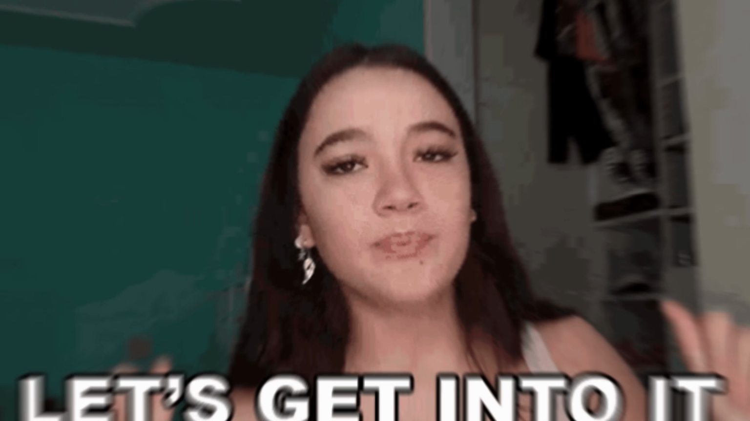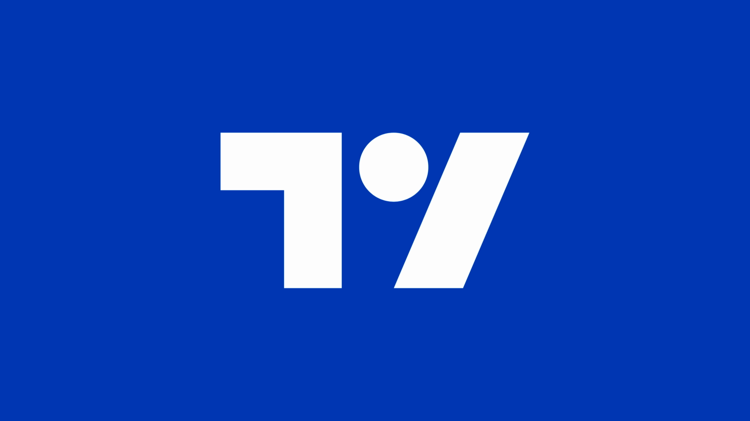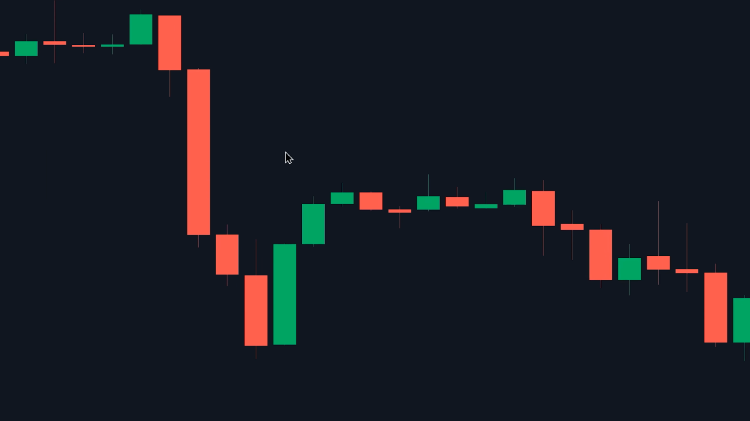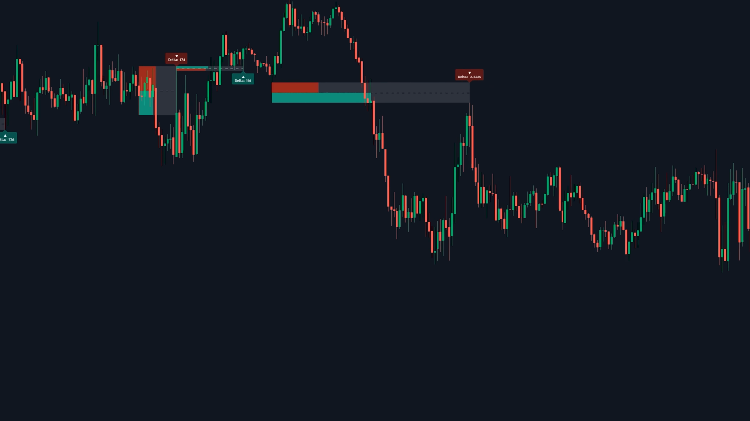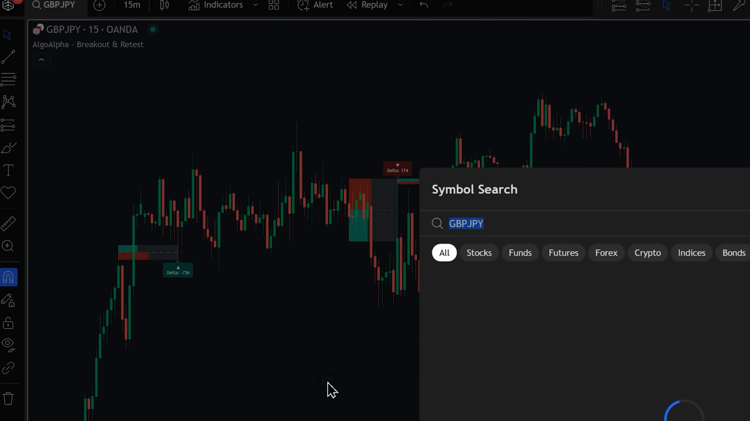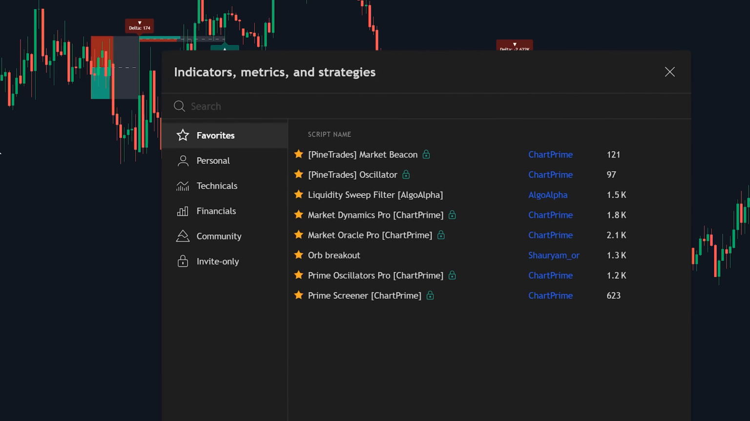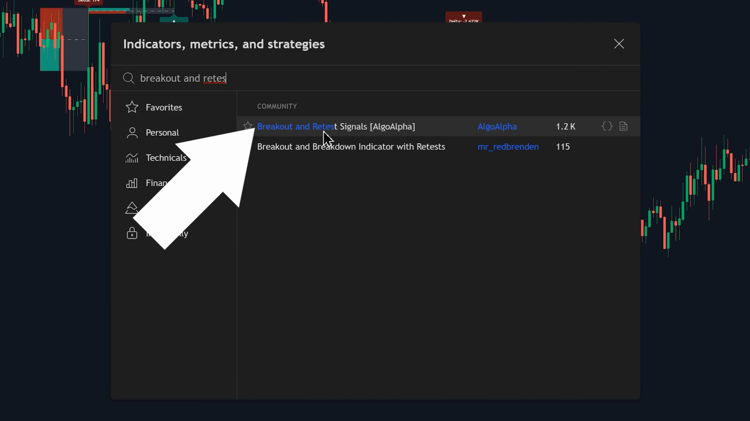Let's get into it. Now, to get started with this indicator, you first of all want to go to TradingView, the trading platform that I'm going to be using. If you need to sign up, there's going to be a link in the video description for you to do that. Next, you want to load the 15-minute time frame of GBP JPY, and then you want to click on Indicators and type in Breakout and Retest, and it's going to be this one by AlgoAlpha.